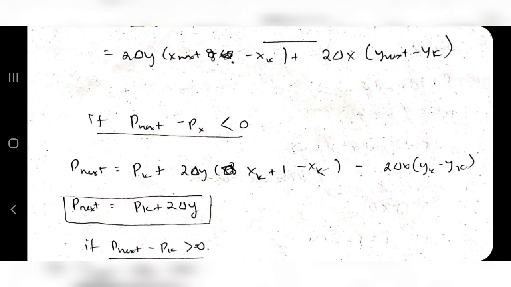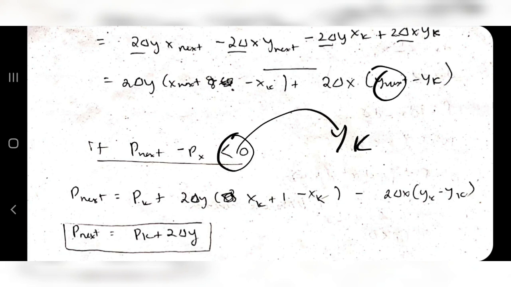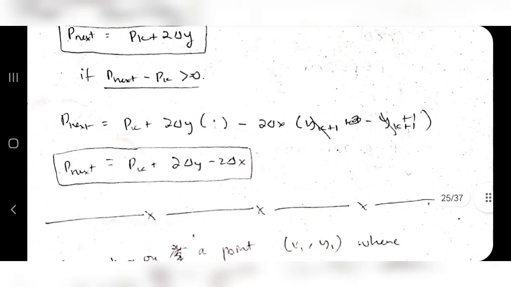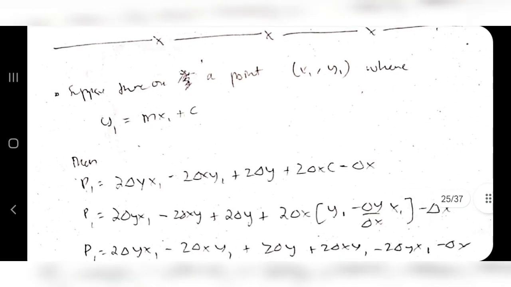Negative direction means it should have just yk instead of yk plus 1. The next y is nothing but yk only. If it's less than 0, it is yk. We don't take the upper position, we take the lower position, because it's less than 0. If it's greater than 0, just substitute the value of yk as yk plus 1. At that time, these values get cancelled here, and the answer we get is this one. So we have to use these formulas in the further derivation.